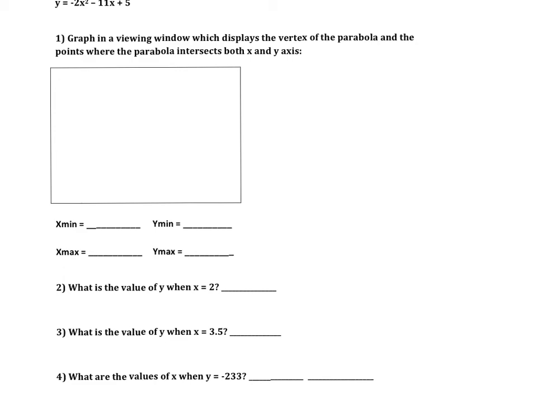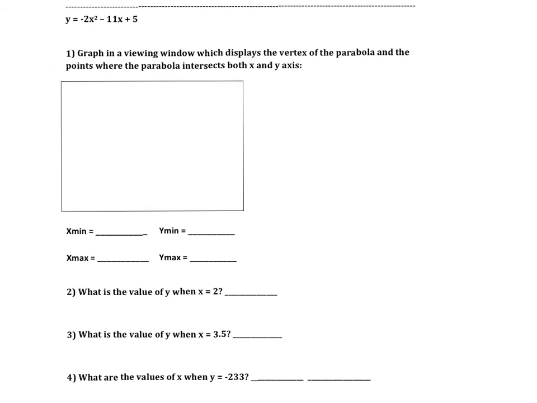So now we have to graph this equation. And again, it's going to be a parabola because we have an x squared. And we have to graph it in a viewing window which displays the vertex, so the high or low point, and the points where the parabola intersects both the x and y axis.